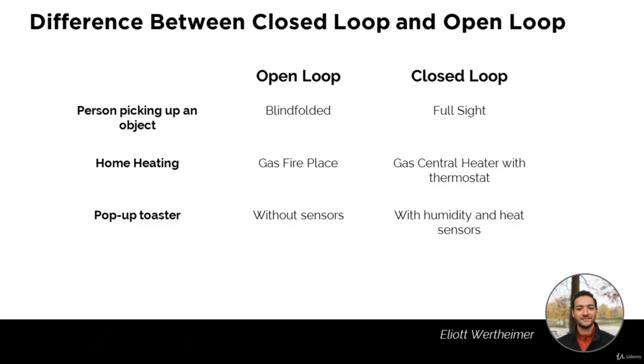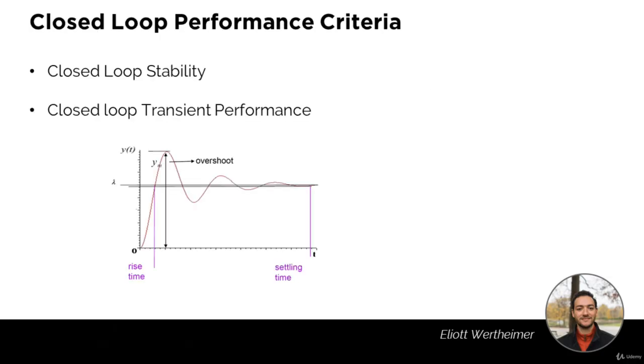Finally, let's look at a pop-up toaster. An open-loop pop-up toaster is a pop-up toaster with no sensors. It just pops after a certain amount of time. In the case of a closed-loop control system for the pop-up toaster, it actually has humidity and heat sensors to know exactly when to stop and pop up.